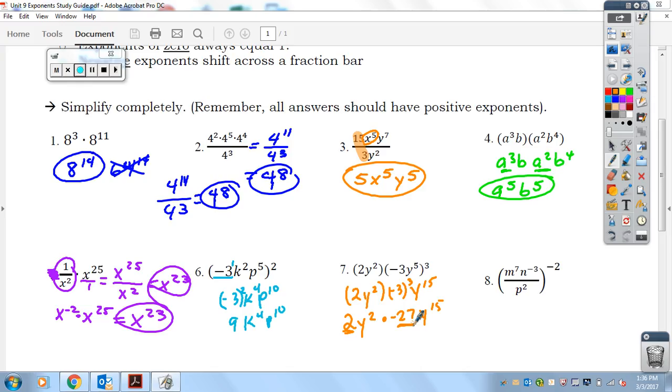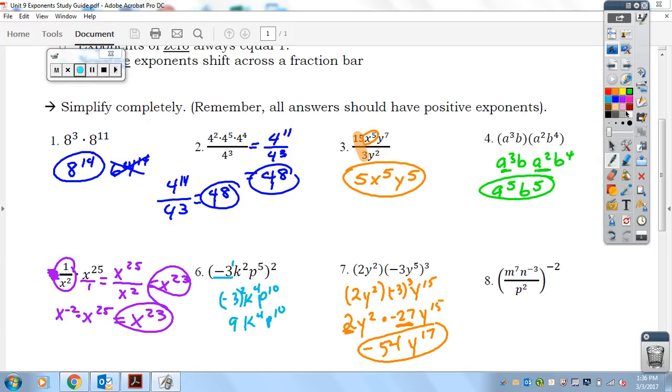2, negative 27. We can multiply these. I know they're not the same base, and so we treat them that way. Negative 54. Y to the 2nd times y to the 15th is y to the 17th. When you're multiplying, you add the exponents. These are regular coefficients, so I treat them like regular numbers. Regular numbers, the rules still apply. Exponents follow different rules.